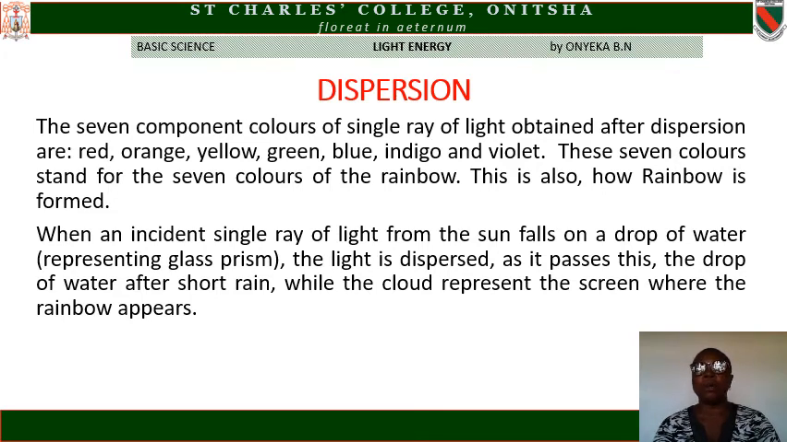This is also how a rainbow is formed. When an incident ray of light from the sun falls on a drop of water, representing the glass prism, the light is dispersed, passing through the water of the shower when it rains, while the clouds represent the screen and the rainbow appears.